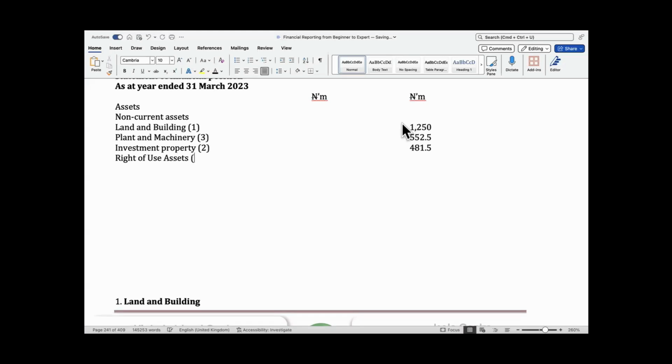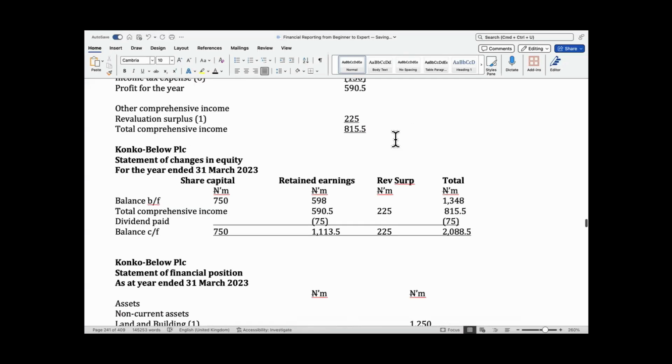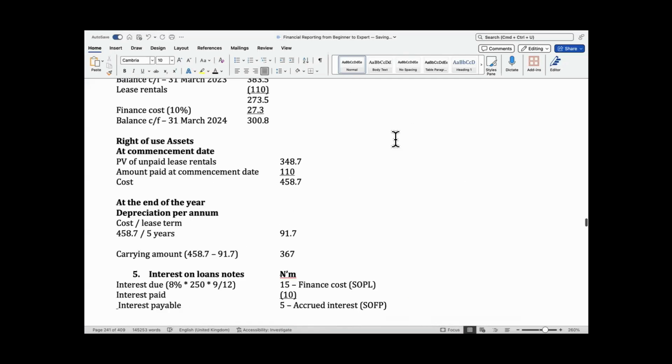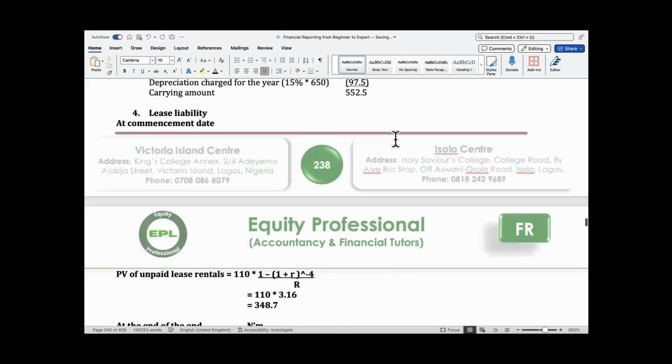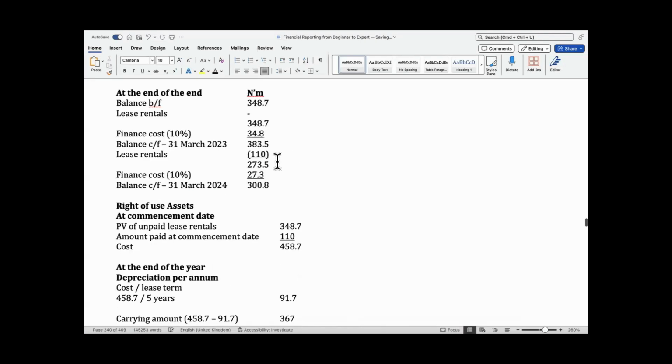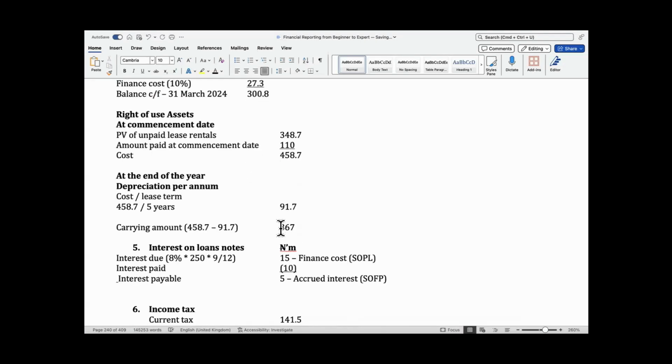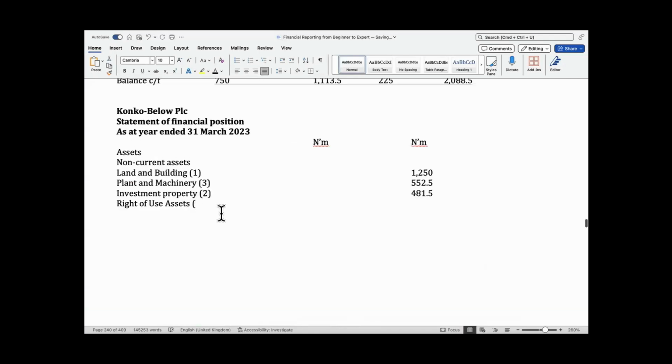Okay. Finally is my right of use assets, which I believe is working 4. Working 4. And I already computed my carrying amount here as 367. Working 4. 367. So those are my non-current assets. So can you sum it up for me?